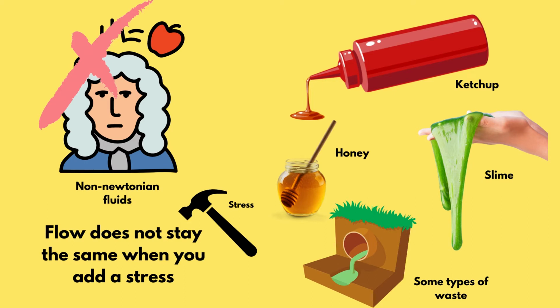Once you remove the stress or let them sit still or only move slowly, you'll notice that they'll return to their earlier state. Some examples that you might see in and around your house and community are ketchup, honey, slime, and some types of waste.